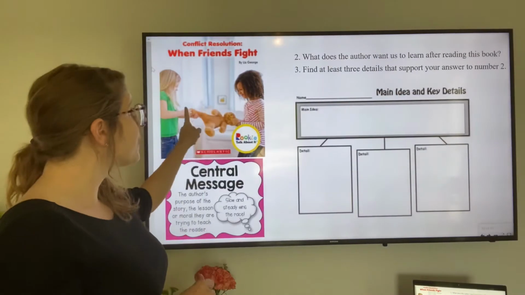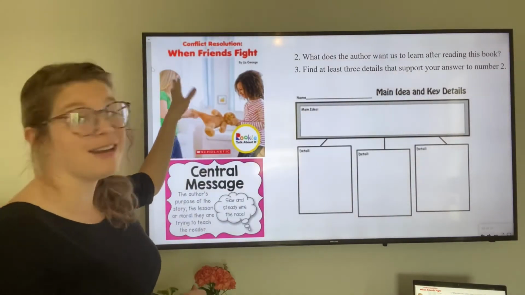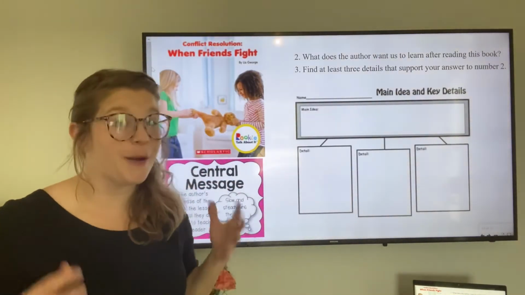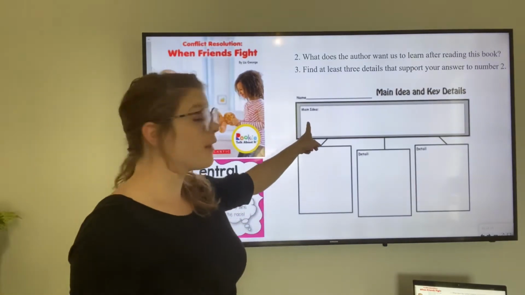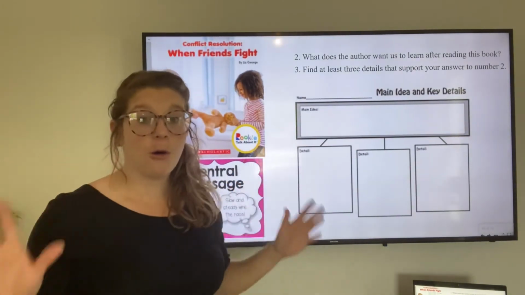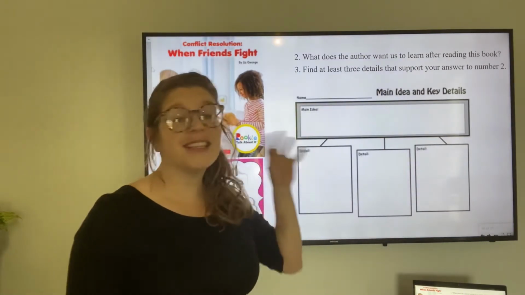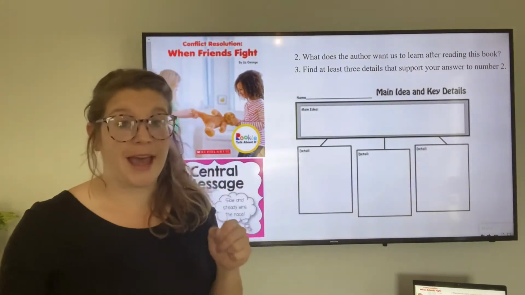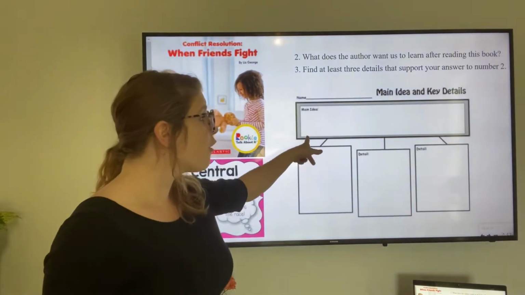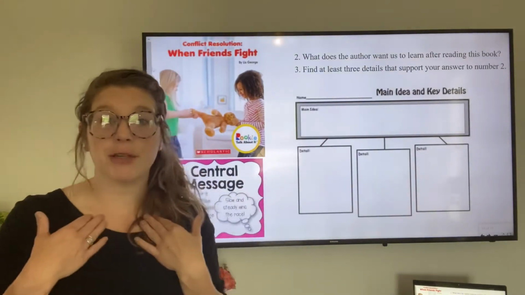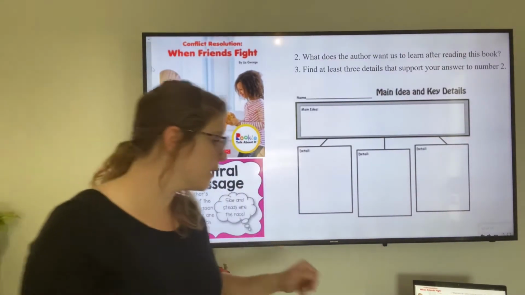So as you're reading this book, and again, the title's already giving you a clue, you want to figure out what the main idea of this whole story is, what they want us to learn, and then find the details to support that, okay? You don't have to draw a graphic organizer like this, but I personally like to because it helps.